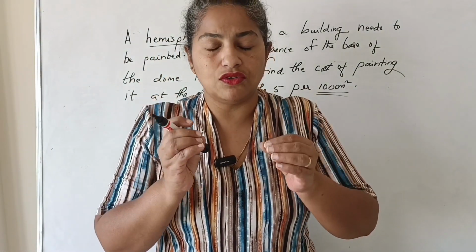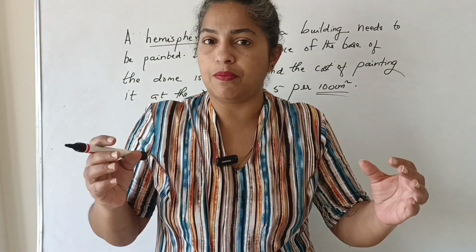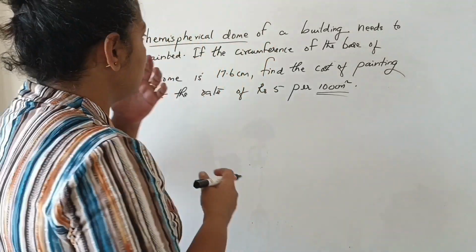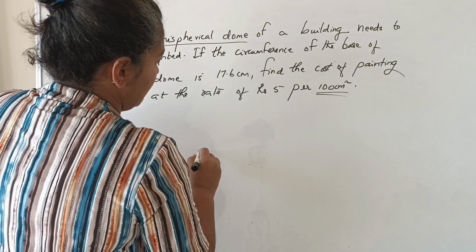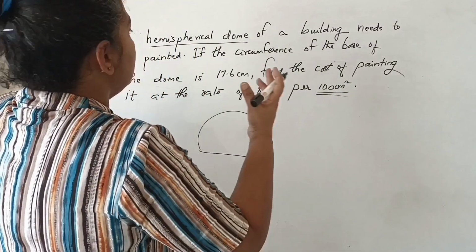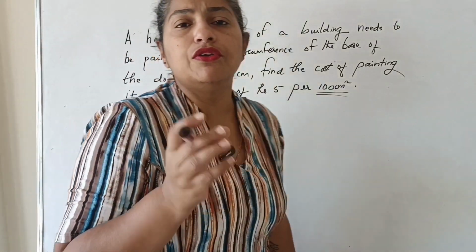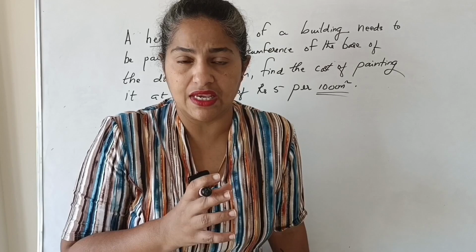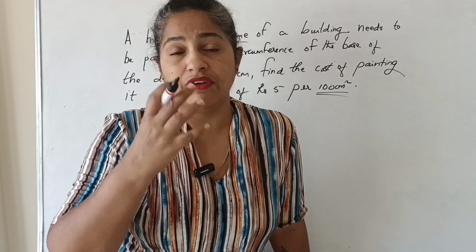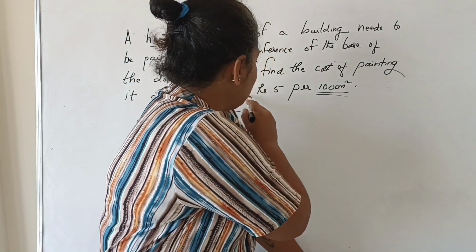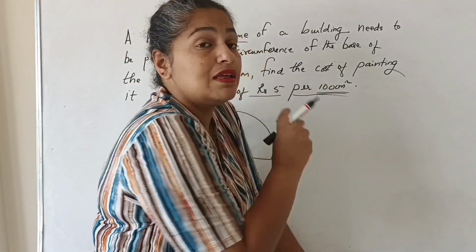Now, let us start breaking down the sum into small parts. So we can finally combine all of them together in order to get the required answer. So what is given to us? A hemispherical dome. So we have a hemisphere. Okay. It needs to be painted. I told you whenever you need to paint something, plaster, cement, it is always the area. Now if you are again having a doubt whether it is the area or the volume, I told you to look at the unit. You need to paint it at the rate of rupees 5 per 100 centimeter square.